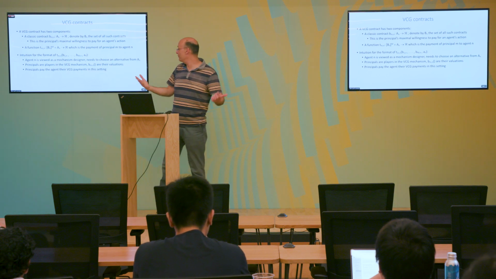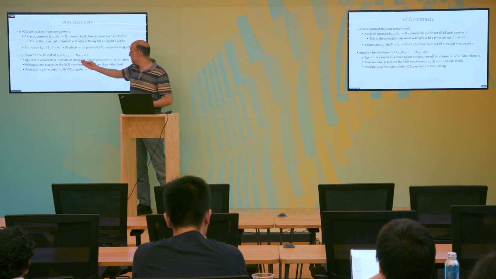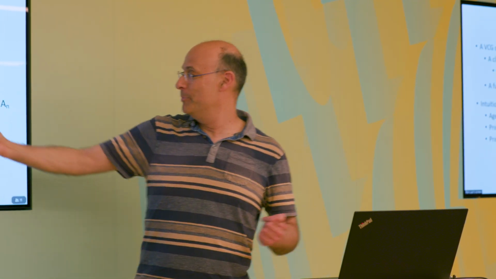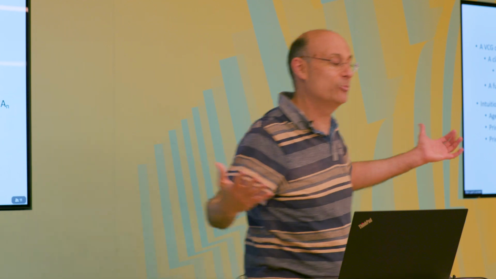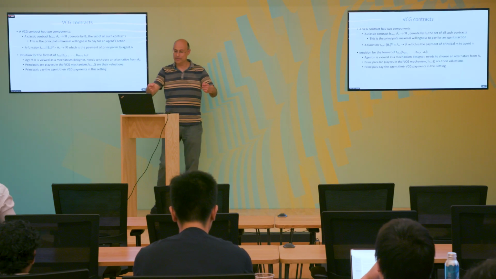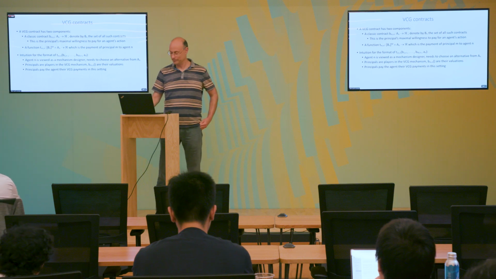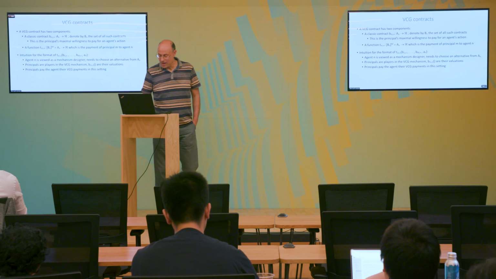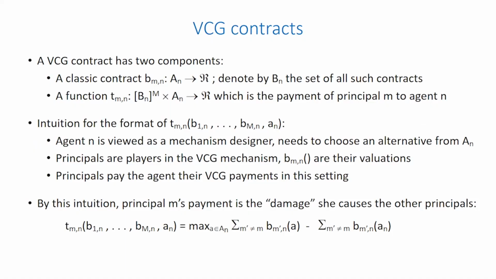And we had the intuition from before. The agents are viewed as the mechanism designers, and the principals are the players, and the B's are like their valuations, whatever these will be. And the principals pay the agent the VCG payments. Right? So because of this third bullet, we could attempt to write what the VCG payment is. We could define the actual function T to be the VCG payment, taking the VCG formula and trying to see if that will work here.